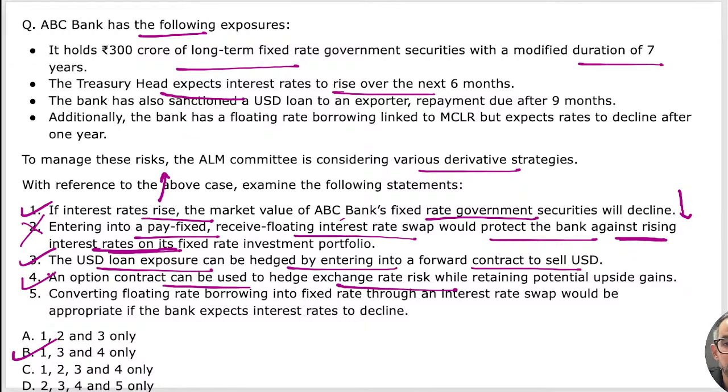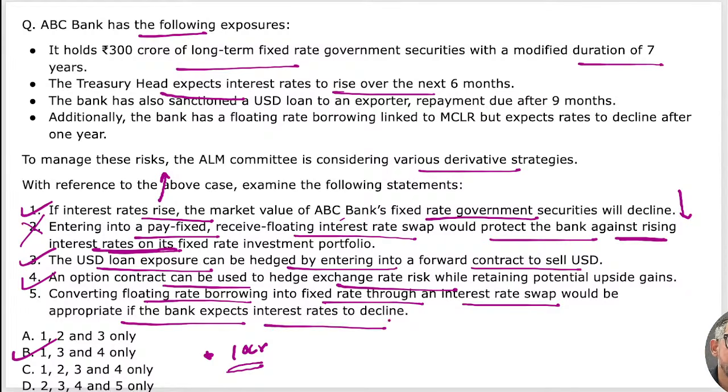You can buy the put option if you have a long position. If you have a short position, suppose in long, if you have taken a loan, that means you can buy the put option. So decreasing can be hedged through this particular one. Converting floating rate: suppose a bank has a loan of 10 crore rupees, right? Now what it's saying is that converting to fixed rate through an interest rate swap would be appropriate if the bank expects the interest rate to decline.